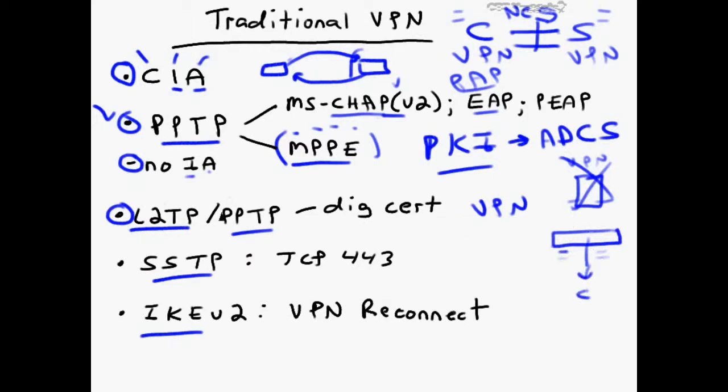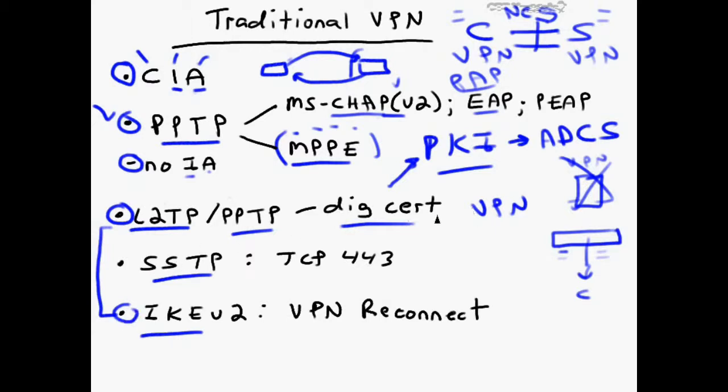Now, the L2TP tunnel provides all three of these elements. It uses digital certificates for authentication, integrity, and all that, so it's a really nice, robust way to go. But it is going to require that you have an Active Directory certificate server up and running and that all your computers have digital certificates.